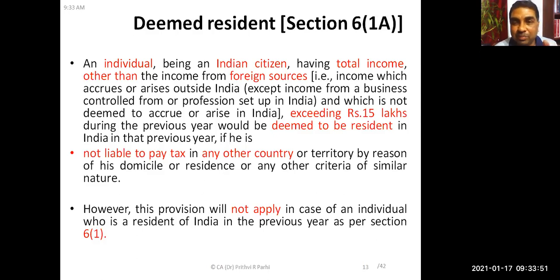Is it clear? Sir, if he's not in India, still he has to pay? Yes, still he has to pay. Here stay doesn't matter. He should be an Indian citizen and his total Indian income should exceed how much? 15 lakh rupees. He will be deemed resident. Is it clear to you? Yes, sir. So this is one additional thing we have to remember.